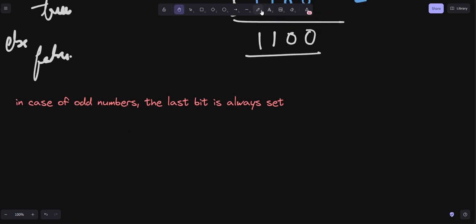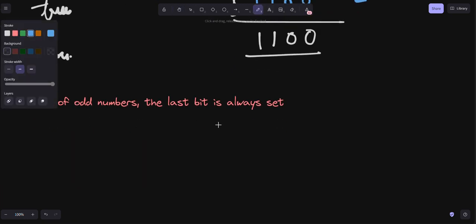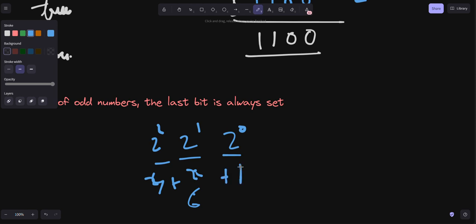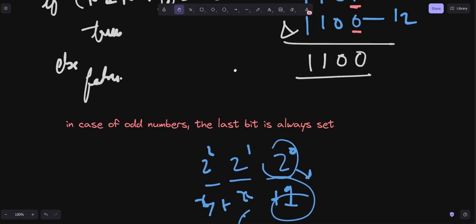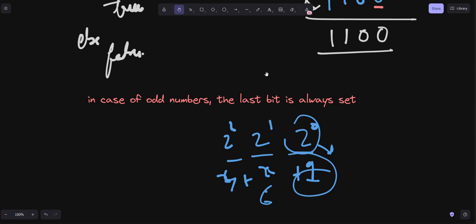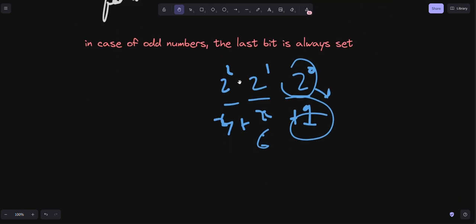And this is a very easy logic here: 2 to the power 0 is the last bit, then 2 to the power 1, 2 to the power 2. So these are the powers of 2. So 2 to the power 2 plus 2 will give me 6. And if you just add 1 to any even number, it becomes odd. That's why if the last bit is 1, then it is an odd number. So that's one observation for you.